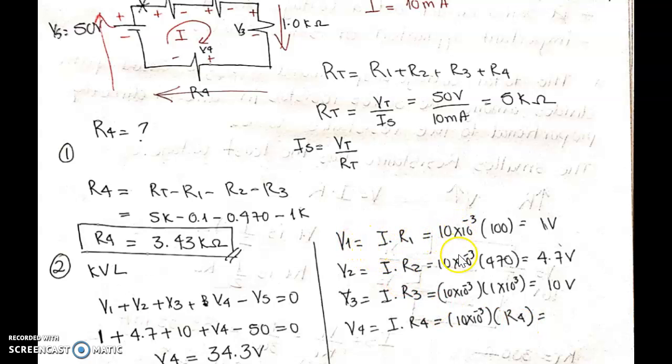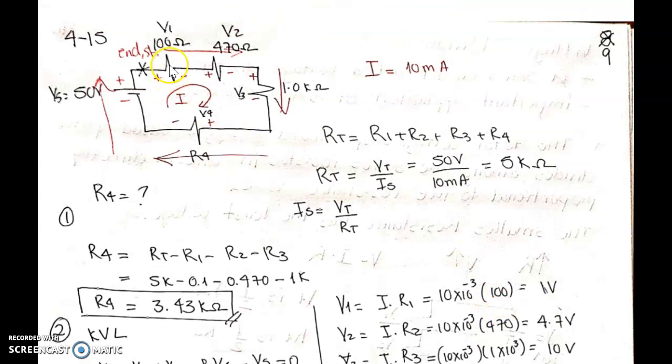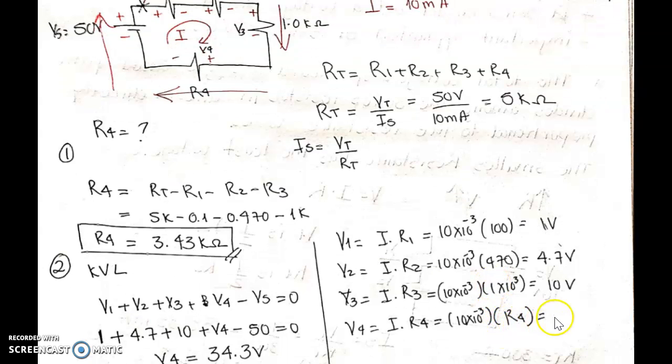The I is 10 all across, and the resistor changes. The V1 for voltage 1 is 100, for voltage 2 is 470, for 3 is 1000, and for 4 I don't know. But I have solved for it over here. All right, so let's see how I did this.